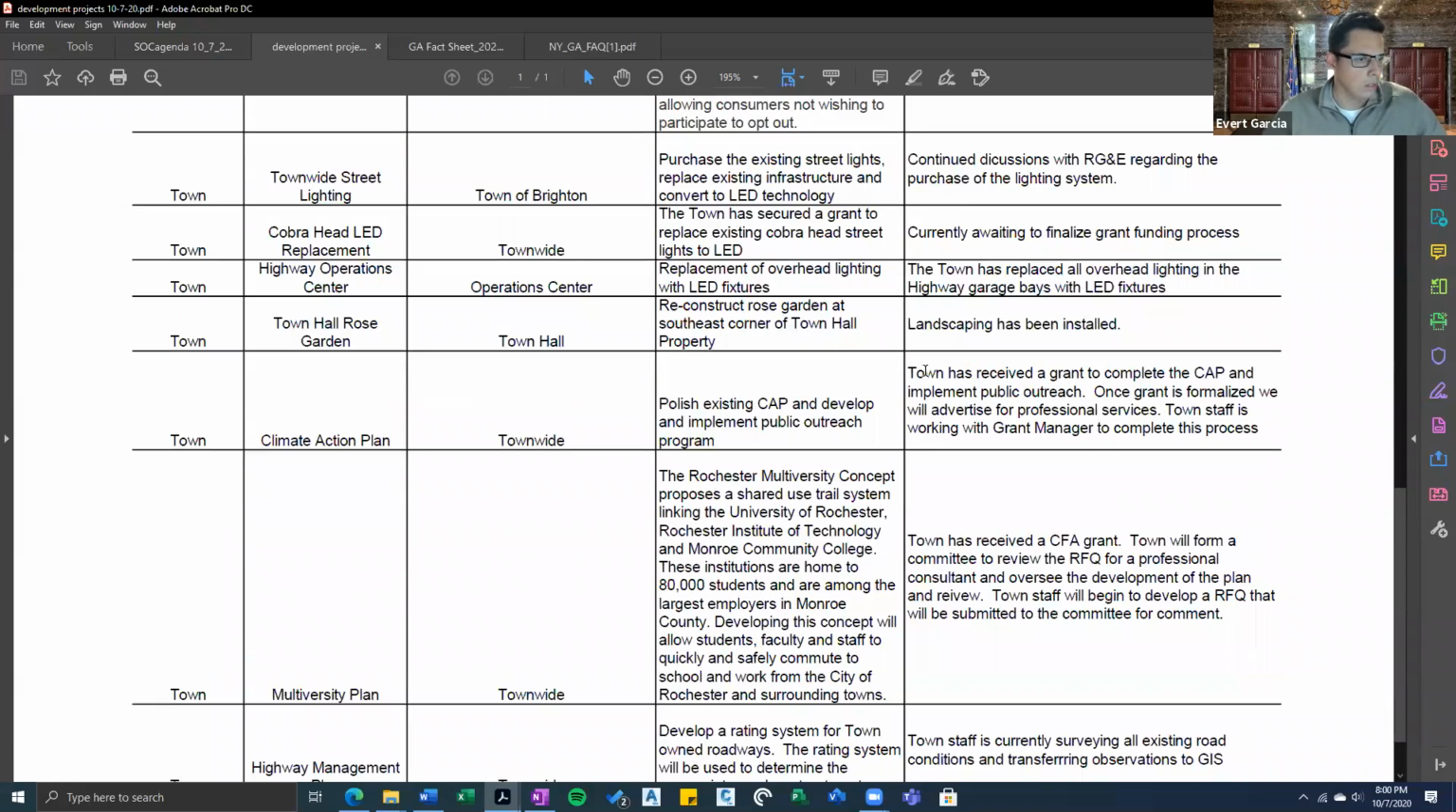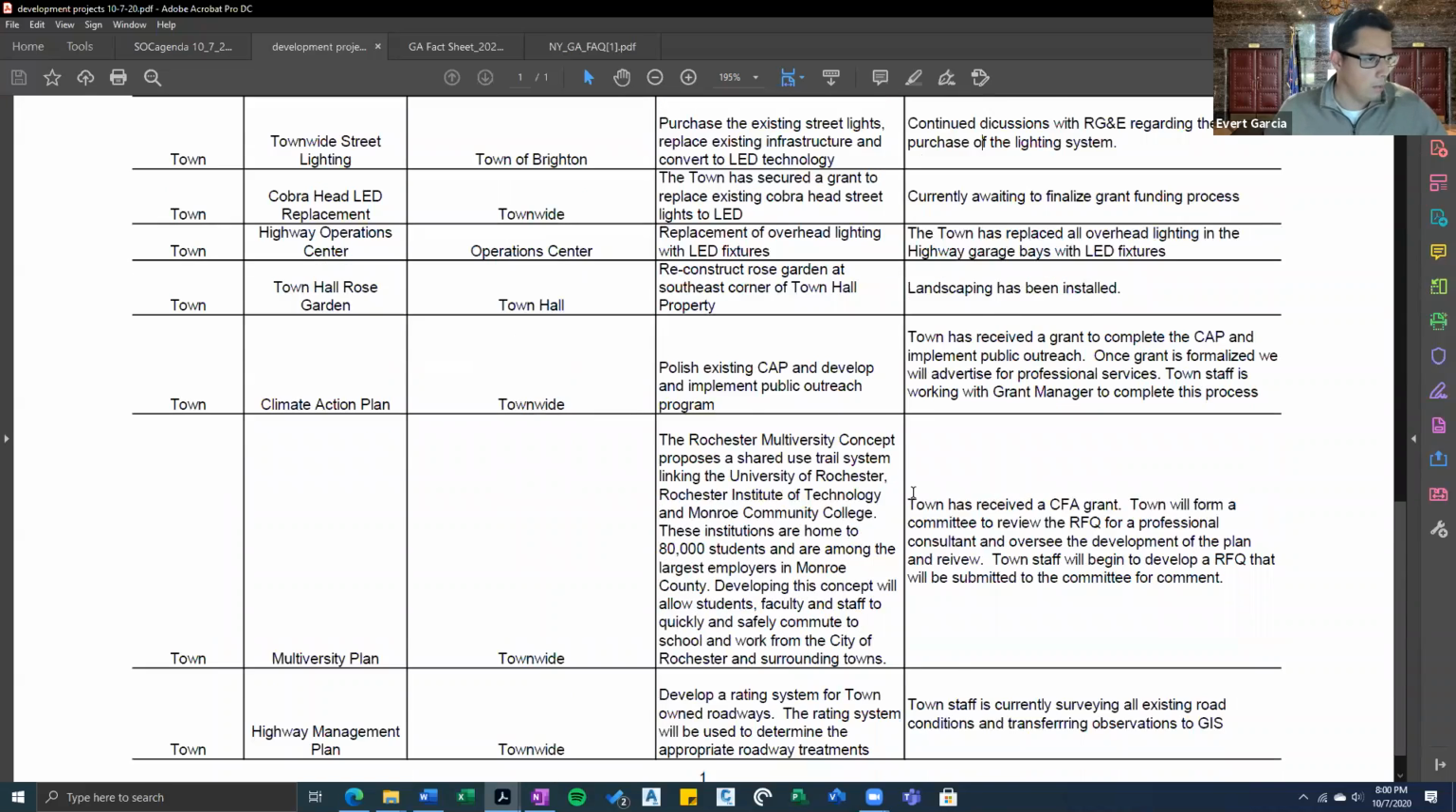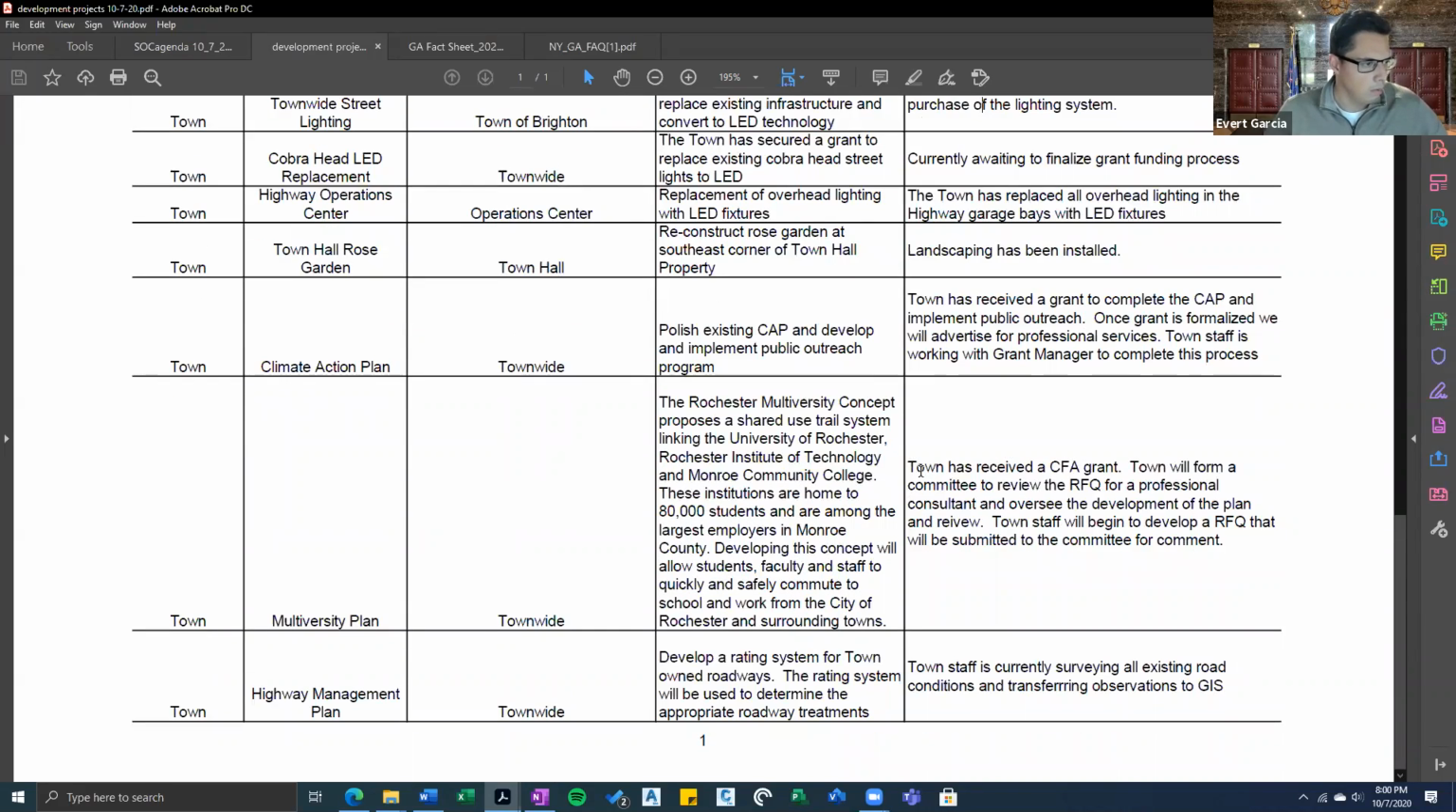Let me see. Climate action plan we talked about. The Multiversity plan is in a similar situation with the climate action plan, where we've been awarded these grants but don't actually have the funds, and not even under contract, at least for the climate action plan and Multiversity plan. So we are awaiting basically from the state what the next steps or next process in this is. And that's all I have for updates, unless anybody has questions or comments.